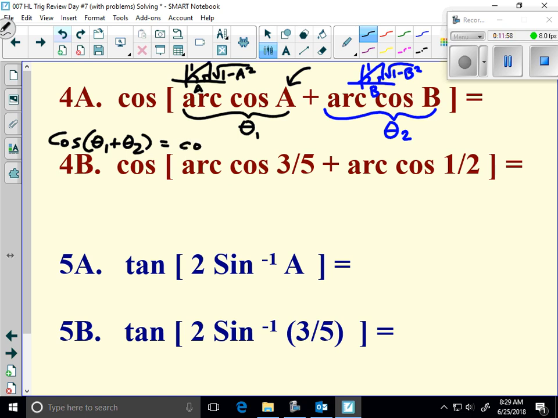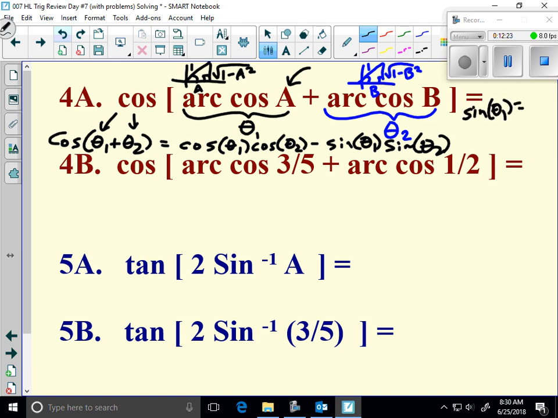So I would just construct using this. If I have the cosine of A plus B, calling this A and this B, I would have the cosine of theta 1 times the cosine of theta 2 minus the sine of theta 1 times the sine of theta 2. And I could just do a direct input of those values from here. For example, what would the sine of theta 1 be? The sine of theta 1 would be square root of 1 minus A squared over 1. So that's how I would find those, and I just directly input them.